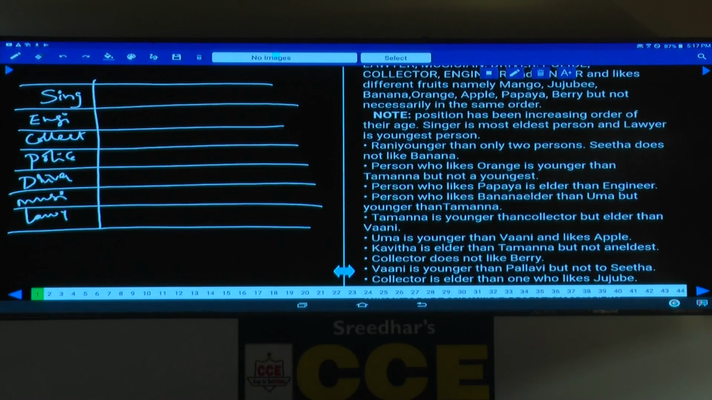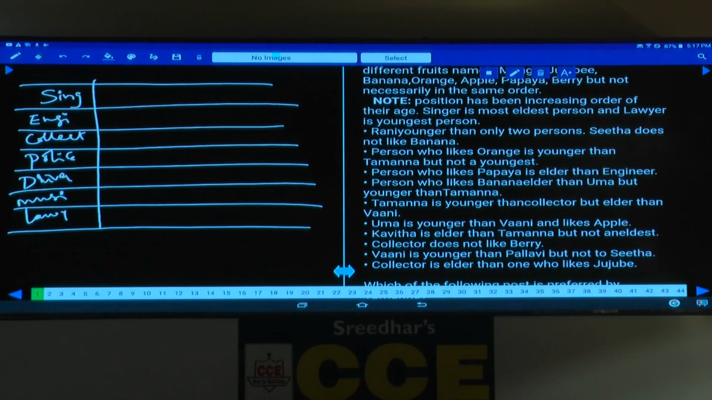Now condition number one: Rani is younger than only two persons. Then what about this Rani? Rani is younger than only two persons, hence Rani must be at the third place from the top. Hence Rani is the collector, isn't it?